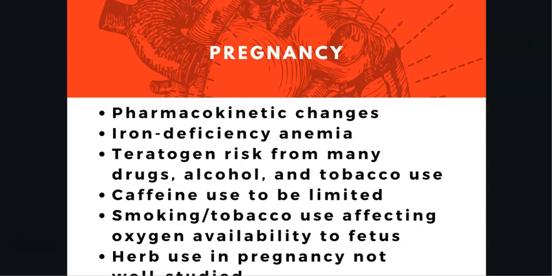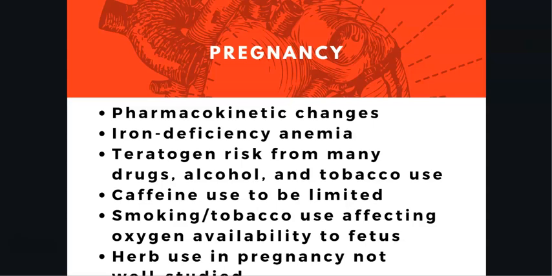The teratogens, there's risk for many, like from drugs, alcohol, and tobacco use during pregnancy. Caffeine use should be limited, and smoking any kind of tobacco affects the oxygen availability to the fetus. And so most of those babies are low birth weight or preterm. And some of those moms even experience abruptio placentae.